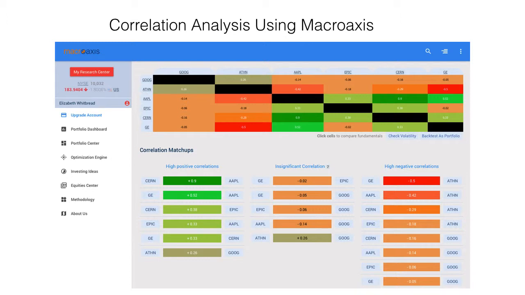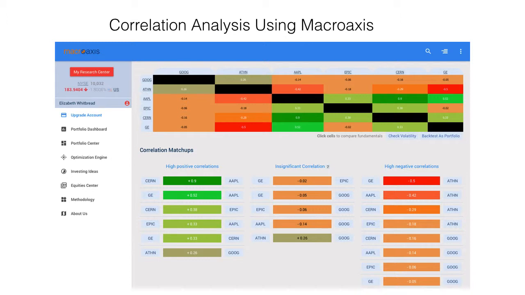Those would be negatively correlated because if one goes up dramatically, they may be taking business from a competitor. So there's a negative correlation there.